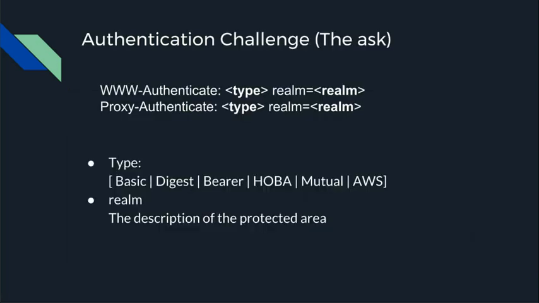For the challenge, the server returns the WWW-Authenticate header or the Proxy-Authenticate header. The Proxy-Authenticate is used in case the backend is behind a proxy. It's not common actually, but worth mentioning. Anyway, it shows you the type of authentication the server requests, if it's basic, digest, or bearer for tokens, or any other type. And realm, this is a description of the protected area.